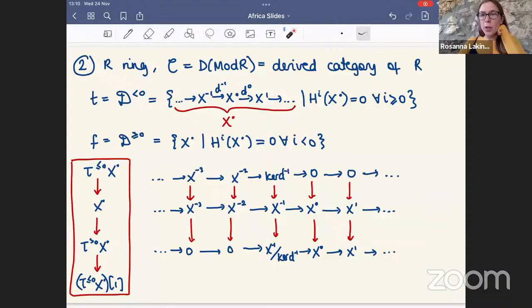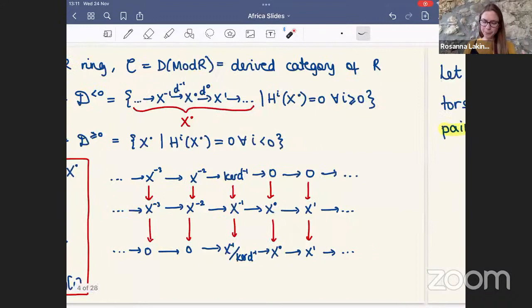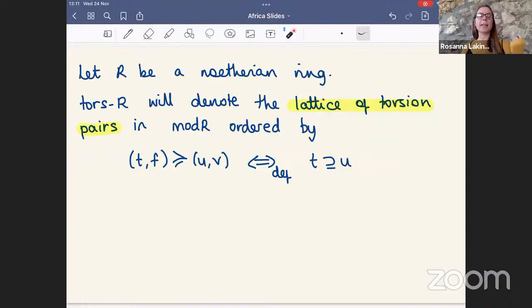Okay, so these are torsion pairs, and these are going to be the main players in the talk. But in fact, what I want to talk about is not so much the torsion pairs themselves, but how they relate to each other. So throughout the talk we're going to fix a Noetherian ring called R, and we're going to consider the collection tors R, which is the class of all torsion pairs, as an ordered set with the following ordering.